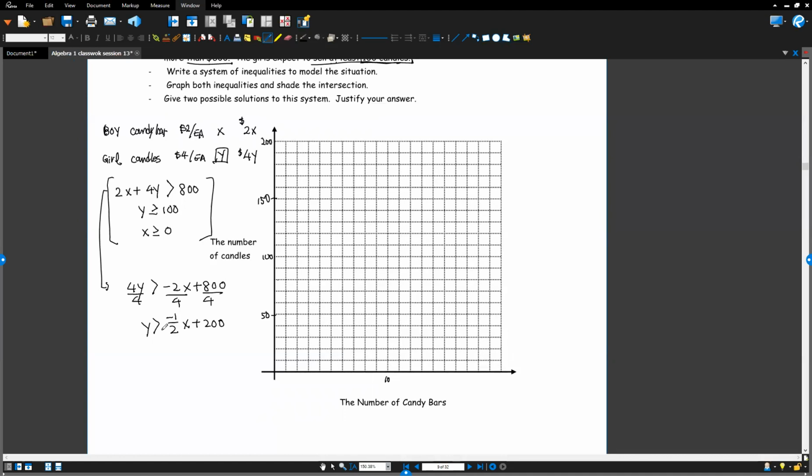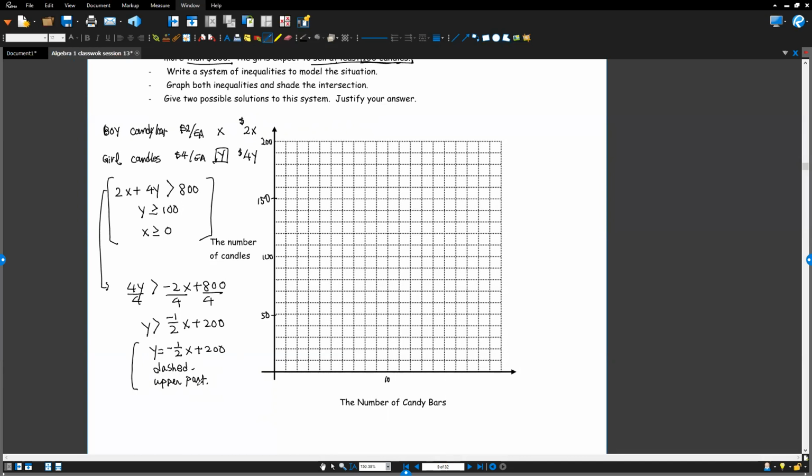Now let's make a graph of this one. This graph is y equals negative 1 over 2x plus 1200. The line is dashed, there's no equal sign, so dashed. The solution set is the upper part of the graph, since y is greater than.